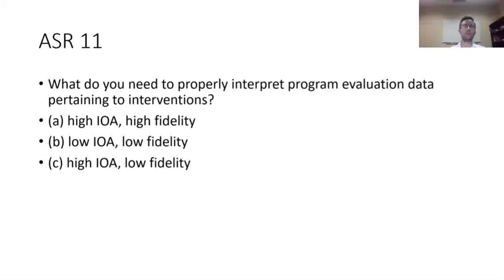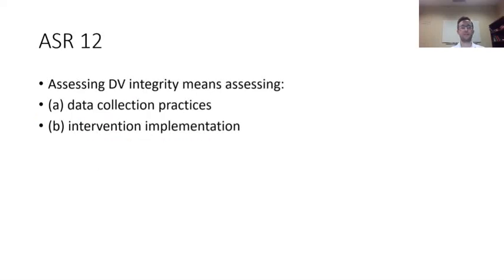ASR 11. What do you need to properly interpret program evaluation data pertaining to interventions? You need A, high IOA, high fidelity, B, low IOA, low fidelity, C, high IOA, low fidelity. A couple more seconds. All right, I'll close the poll. The answer is A, high IOA and high fidelity.